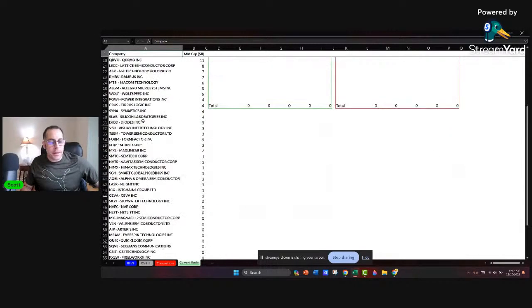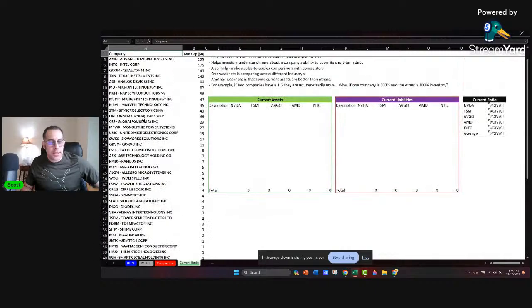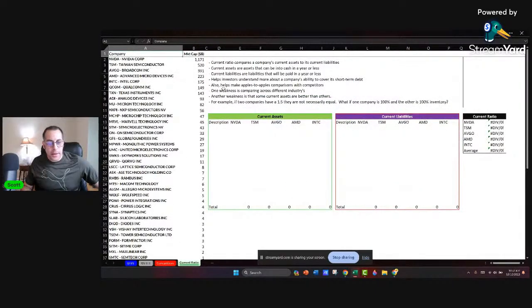This is every semiconductor that trades in the U.S. And we'll list their current assets, current liabilities, and calculate the current ratio. And I downloaded all their 10Qs. Well, not Taiwan Semiconductor because they're not an American company. But I do have their financials to calculate the ratio. I pulled it from their website.